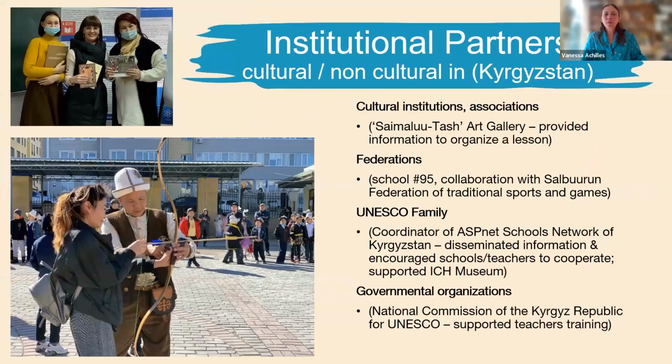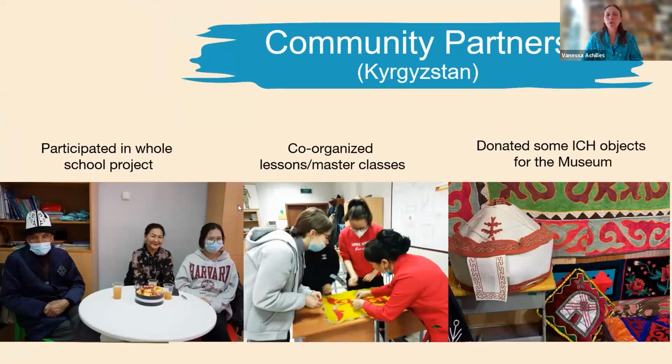So, for instance, this is a project in Kyrgyzstan, where you can see a list of federations and cultural institutions who were working with schools. But community partners were very important because they organized classes like felting classes, for instance. And one school decided to start a small ICH museum in the school where students could go and take classes, and they donated objects for the museum.